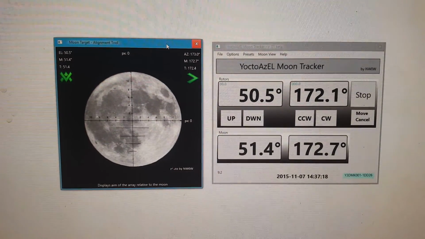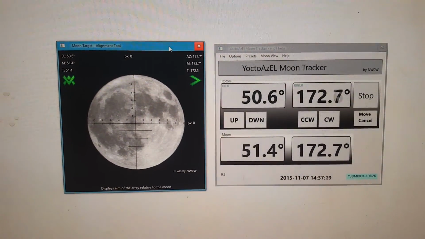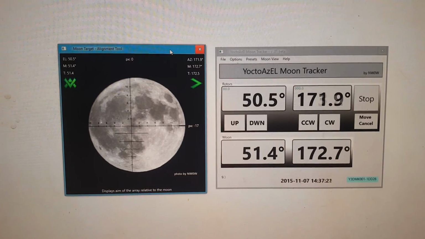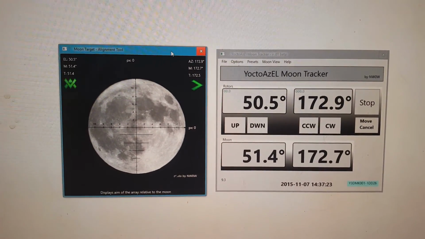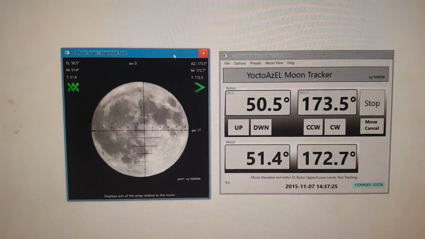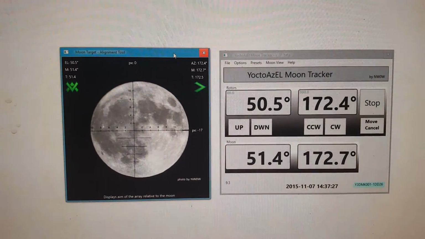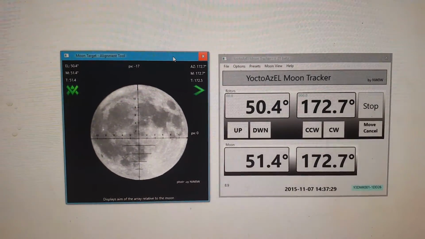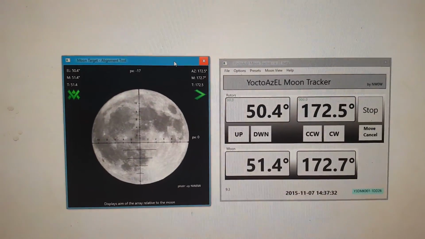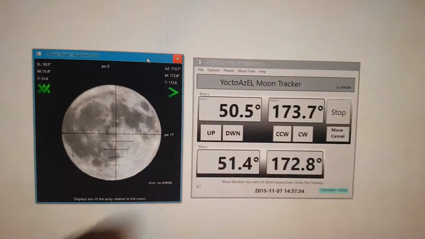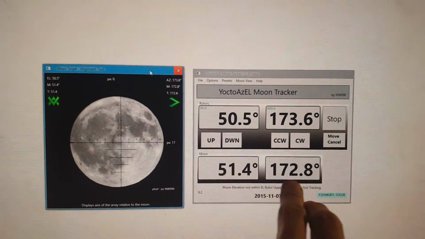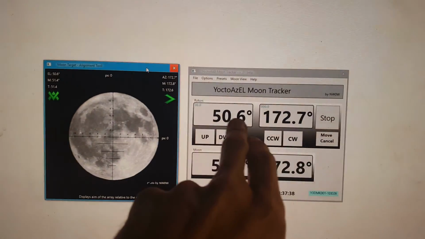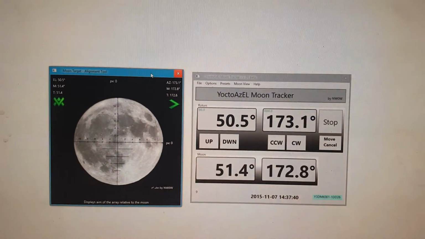This is a brief demo of this Yoctoazel moon tracker I've been working on. It's an application I've been creating. So you can see that my sensor is pointed towards the moon. The moon is displayed right down here. These are the moon coordinates, and this is where my sensor is pointed.